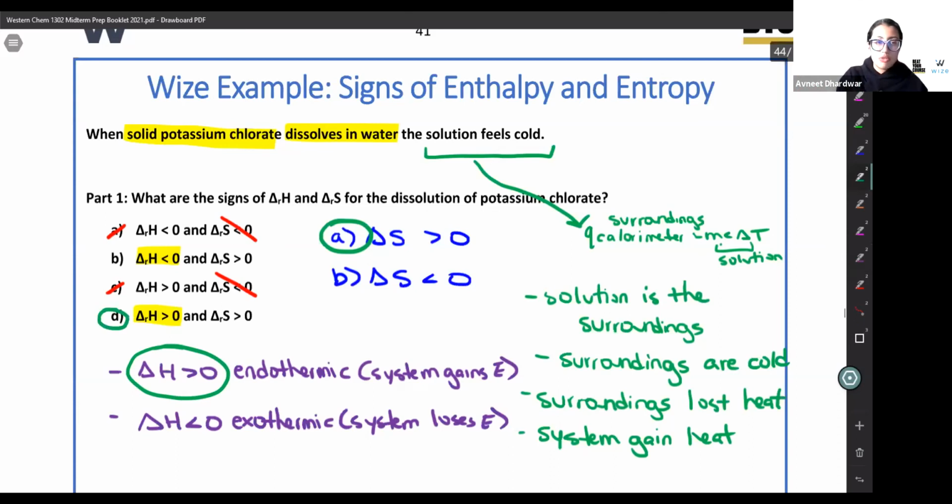So this one is a little bit tricky. There's a lot of different pieces of information you have to pay attention to. So first we knew that when a solid dissolves into water, that's a lot more disorder, so entropy increases. The second hint was that if the solution feels cold, the surroundings are cold, that means the system gained heat, and so delta H should be greater than 0 here.